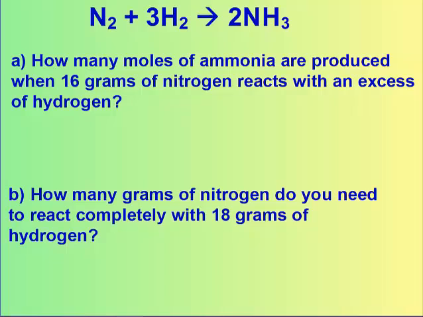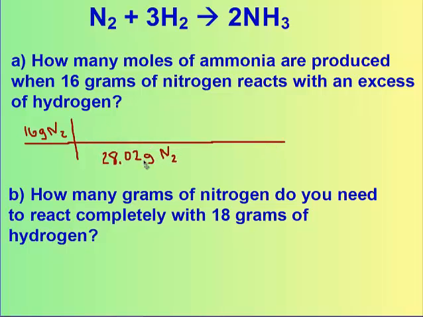Those particles can be atoms, molecules, ions, whatever you're dealing with. All right, so in A, it says, how many moles of ammonia are produced when 16 grams of nitrogen react with excess hydrogen? Remember, excess hydrogen is just extra. So I'm going to start with what they gave me. But they gave me grams, so I have to convert grams to moles because that was the first step. My molar mass of nitrogen is 28.02 grams. And then I can convert grams to moles. It's always 1 mole equals so many grams.